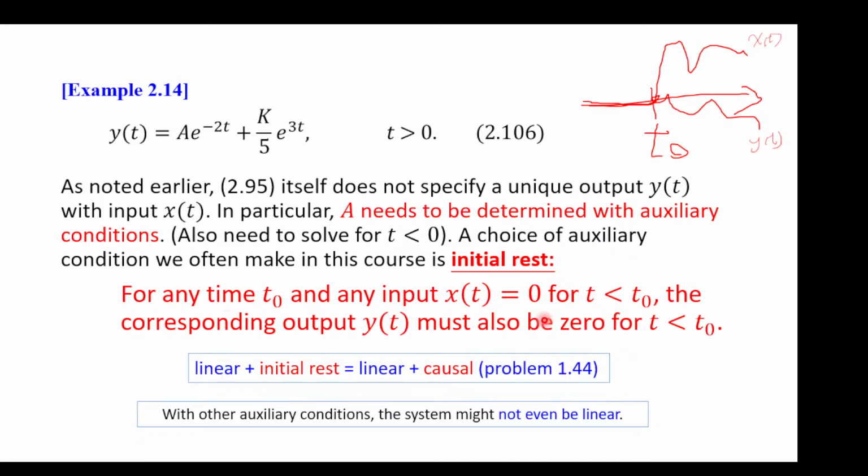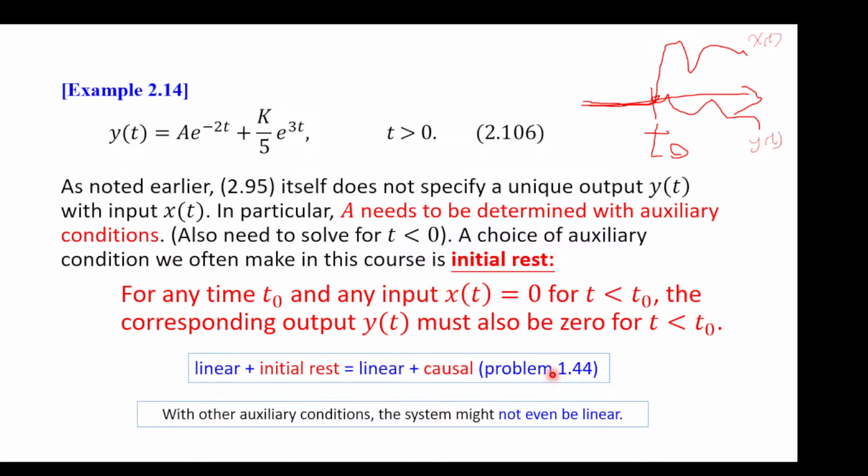So y being 0 for t less than t0 will give you a lot of information. You will already have solved for all the y for t less than t0, and it will give you a lot of information about y at t equal to t0. And this condition in this mathematical form will give us enough auxiliary conditions to solve our differential equation. Okay, and here we go on a digression a little. So for this chapter we'll focus on initial rest.